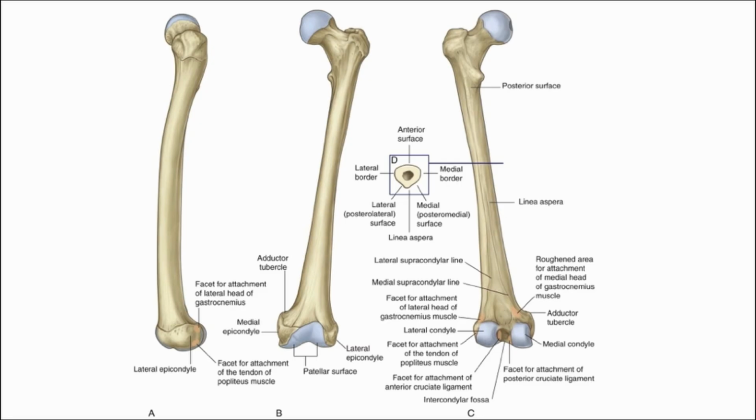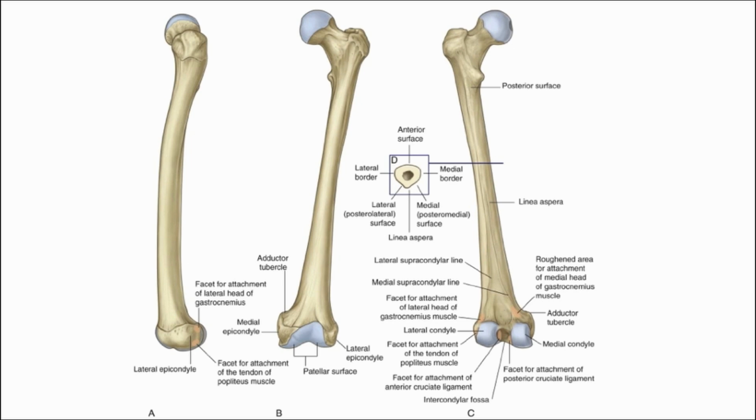The distal end of the femur is characterized by two condyles, right? We have the medial condyle and the lateral condyle. We're looking at the thigh posteriorly here. Anteriorly here we have the lateral condyle, medial condyle. The condyles are separated posteriorly by an intercondylar fossa, and they're joined anteriorly where they articulate with the patella.